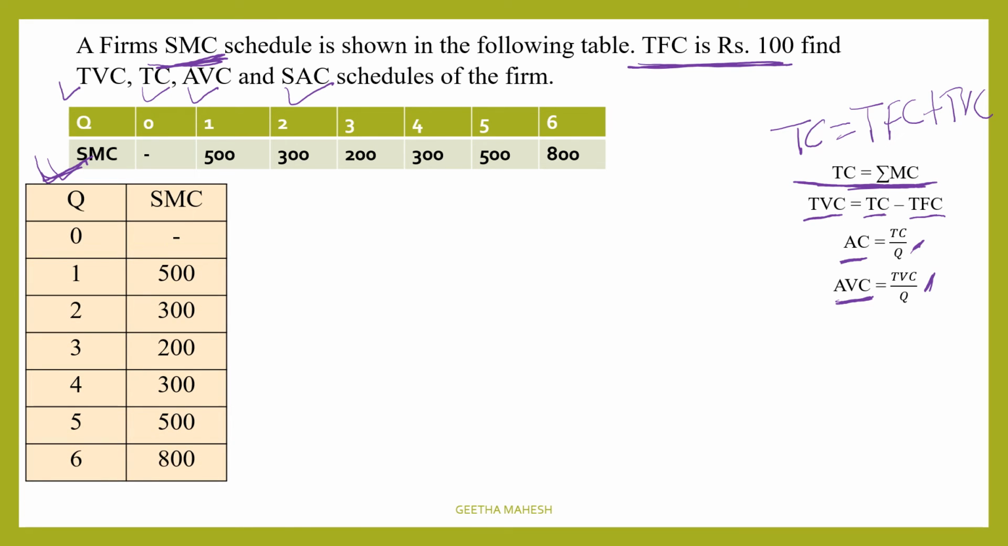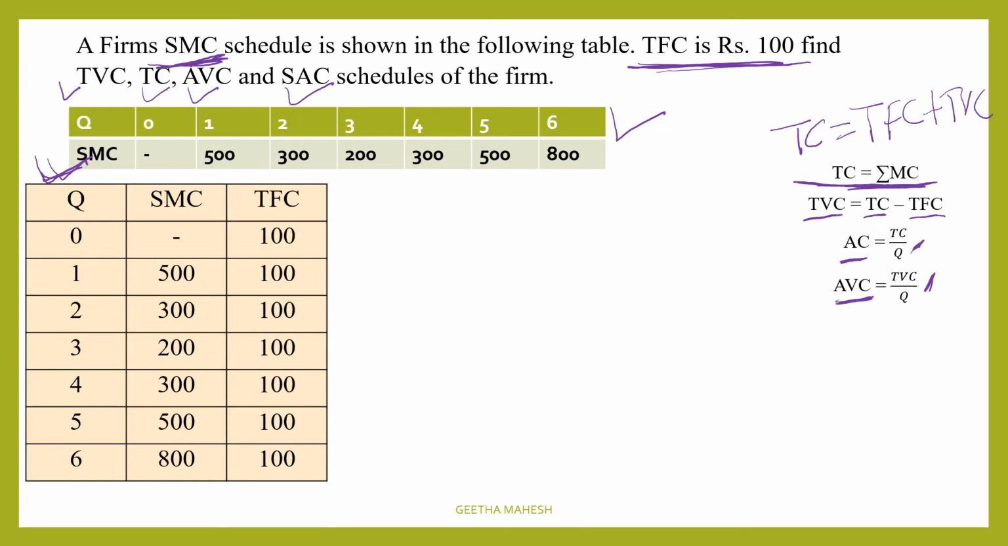Dear student, whatever is given in the schedule, I have rewritten here. Then we know that total fixed cost is equal to 100. So that also I have written here, total fixed cost remains constant whatever may be the level of output. And we know that total variable cost will be 0 when quantity is 0. So here you can see total variable cost will be 0 when quantity is 0. This information we already have according to the meaning.